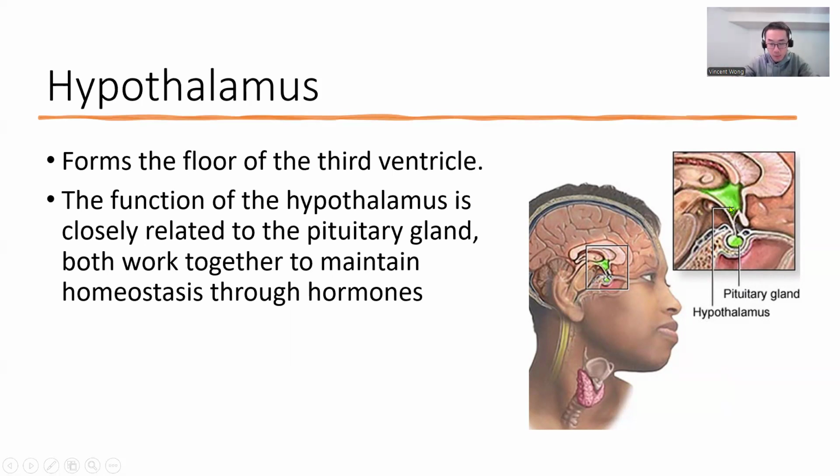But it's closely working with another structure called the pituitary gland. Together they secrete a whole bunch of hormones that help regulate things like your metabolism, your water level in the body, salt concentration, and so on and so forth. So for now, the key thing to know is they help maintain homeostasis through hormonal secretion.